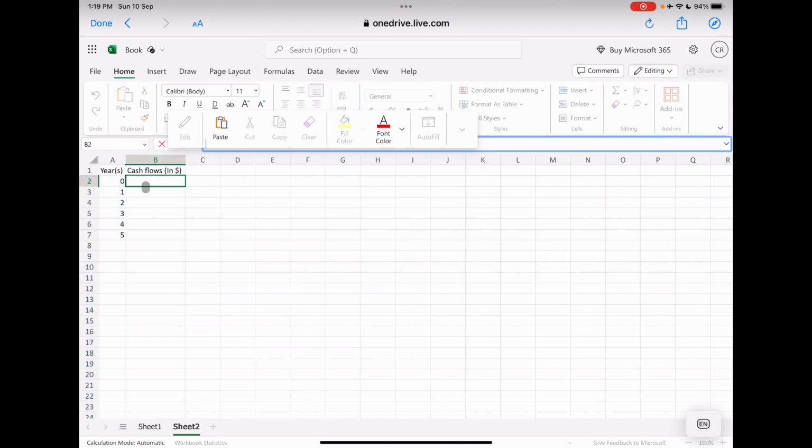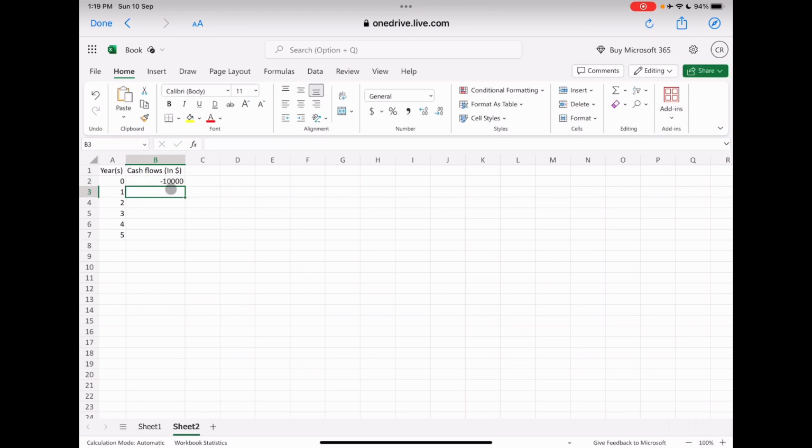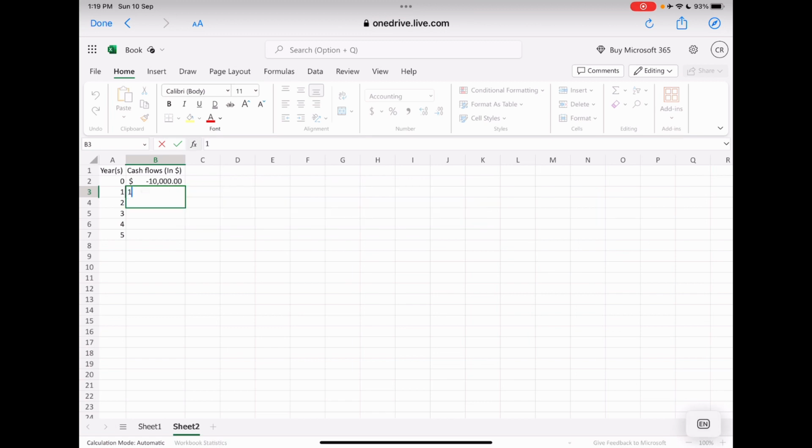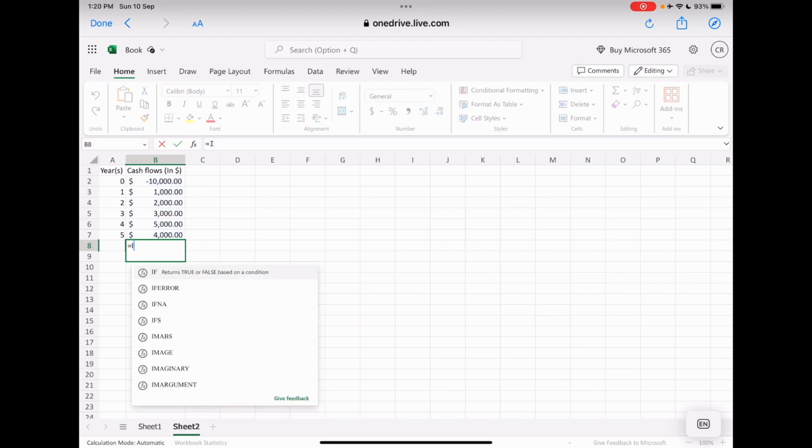So say for example in the first year the company made an initial investment of rupees 10,000. Since it is an investment, it is a cash outflow, it is represented by a negative sign. Okay, and in the next year the cash inflow was, say for example, 1,000, then 2,000, then 3,000, 5,000 and 4,000.